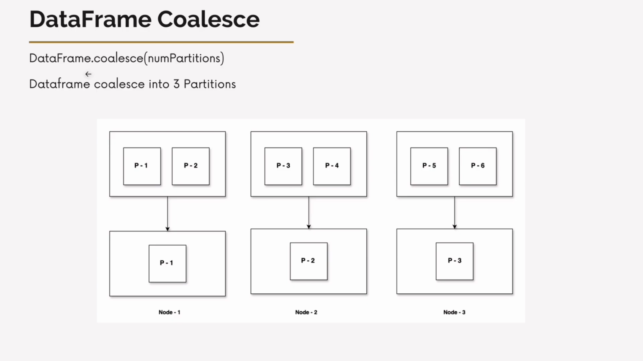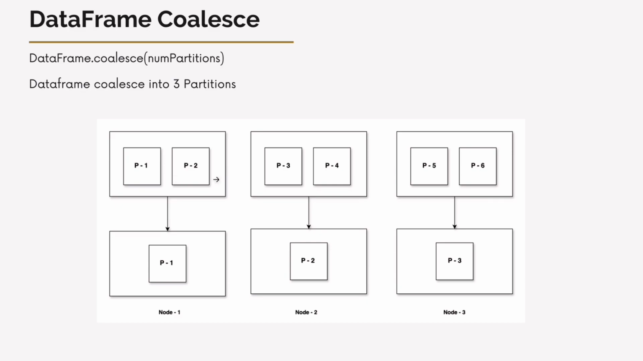This is the syntax of coalesce: data frame dot coalesce, and we have to provide the number of partitions. In the same example here, we can see there is no shuffle. What coalesce did here is it merged these two partitions and created a new partition out of it. Similarly on node 2, P3 and P4 are merged to create a new P2 partition. P5 and partition 6 merged and created a new partition. So there is no shuffle across the partitions. It just merged the partitions that are on the same node so that the shuffle operation will not happen.